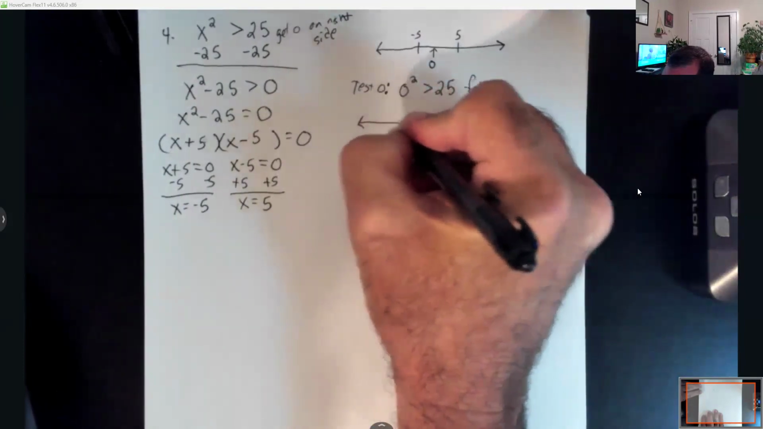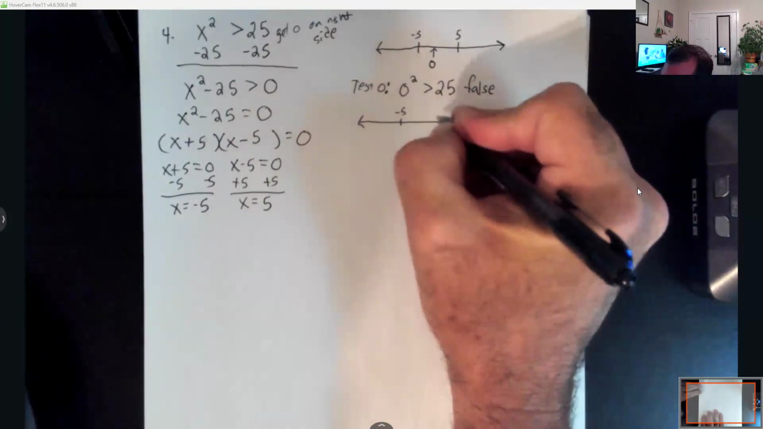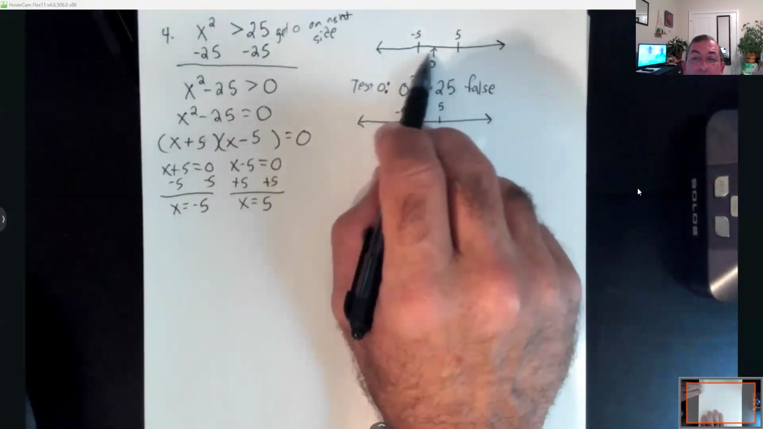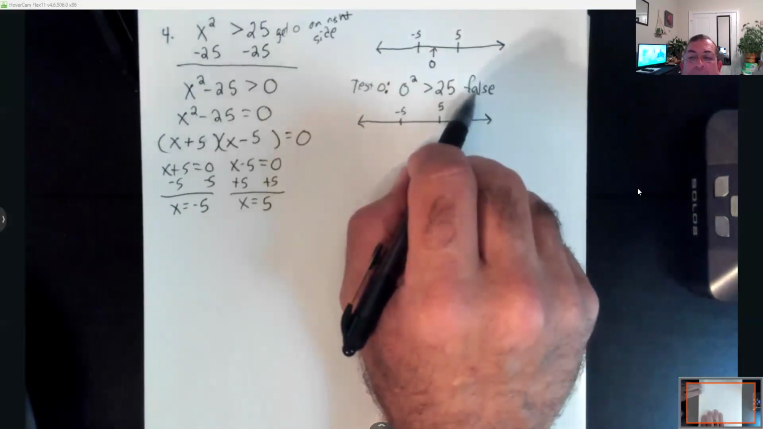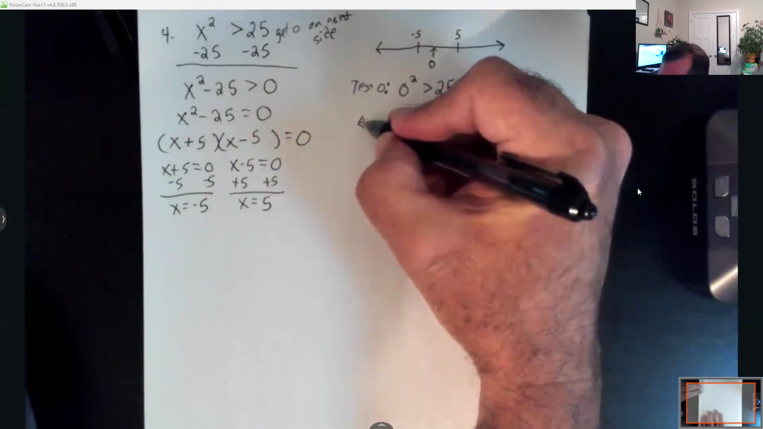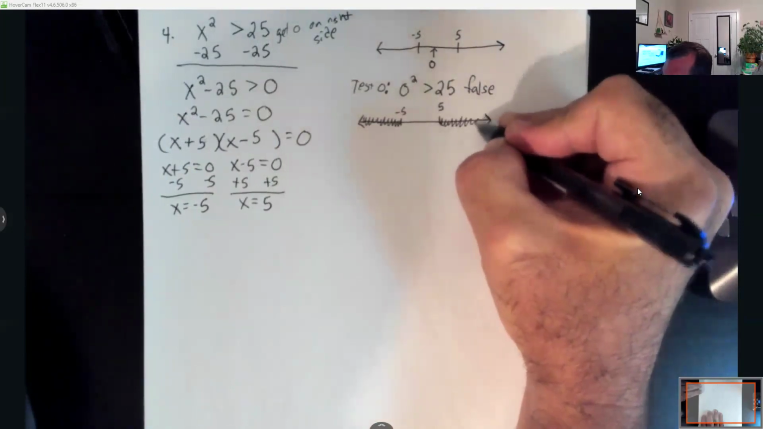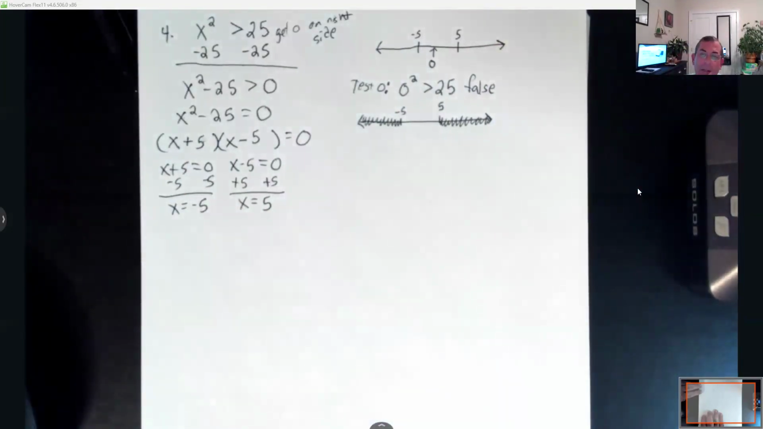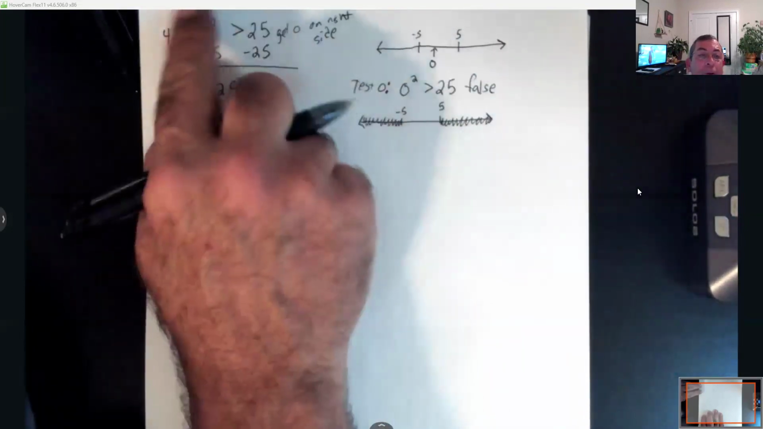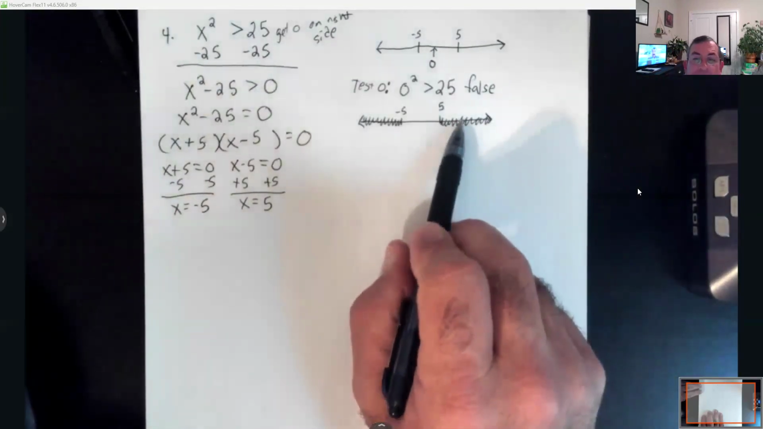So we know technically, since that's false, we will not shade where the 0 was located. Since that was false, that means we're going to shade the 2 outside edges. Okay. So that means every one of these x values that I shaded, if you square it, it's going to be greater than 25.